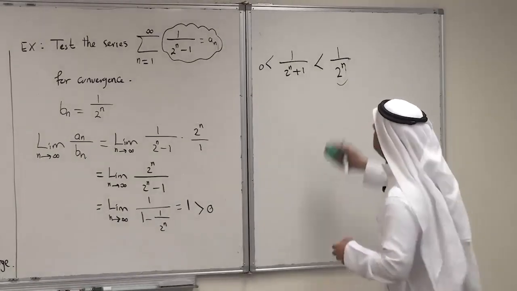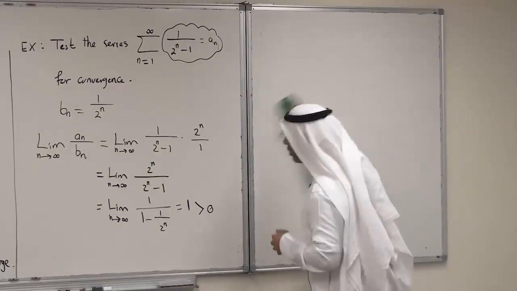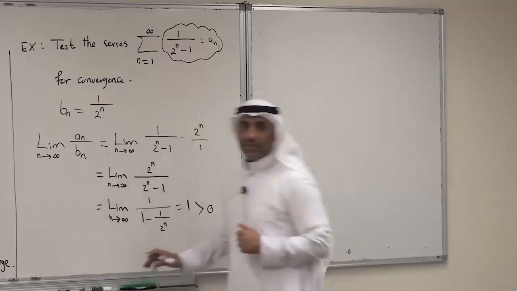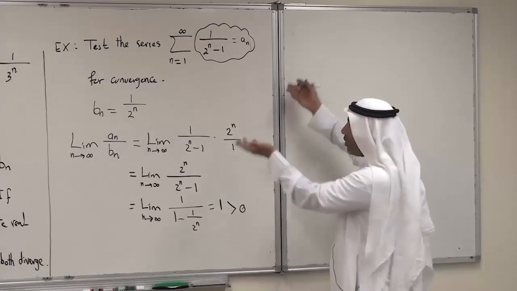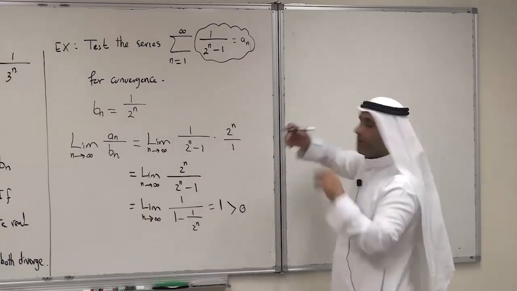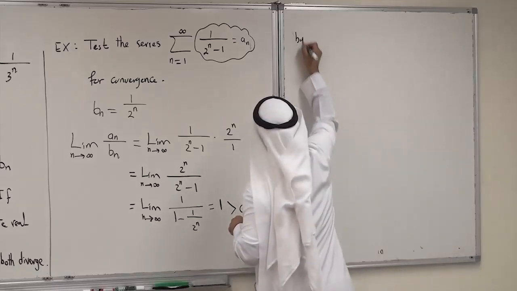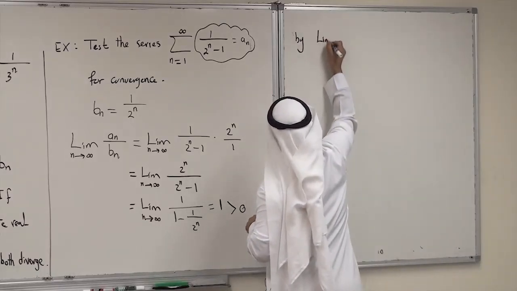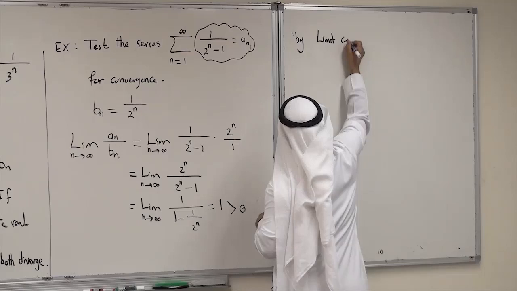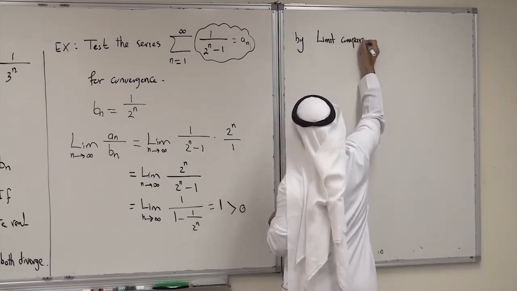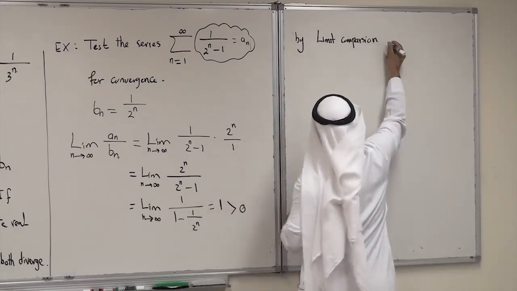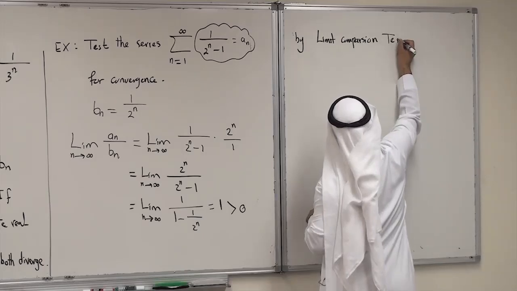What is the conclusion now? The conclusion by the limit comparison test is that both series will be convergent or both series will be divergent. By the limit comparison test, we have the following.